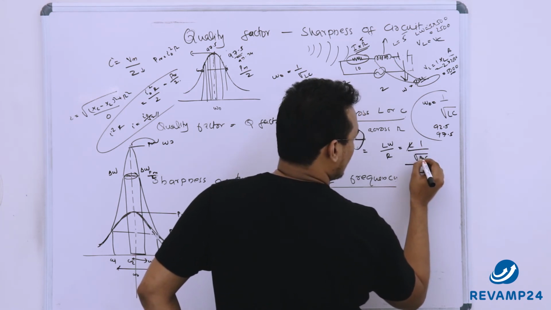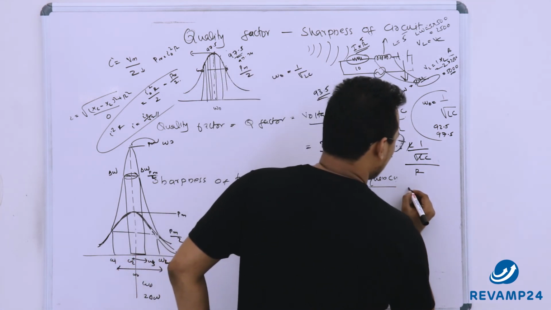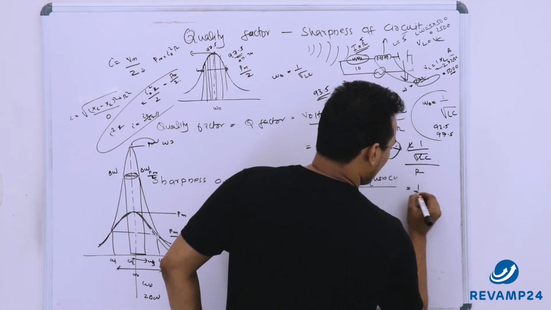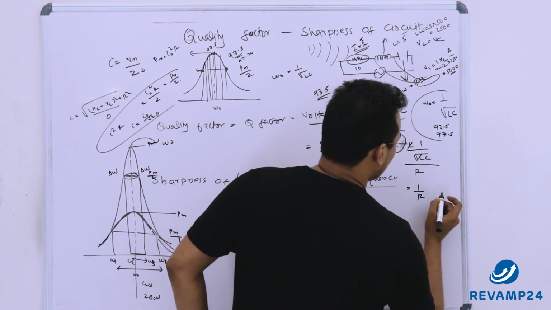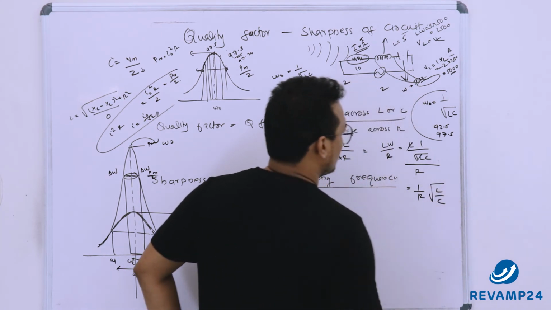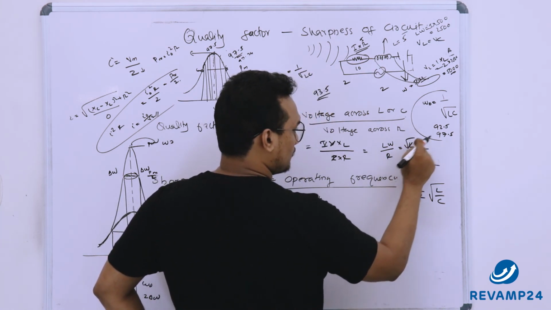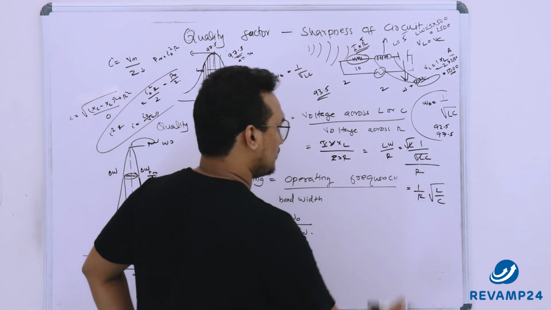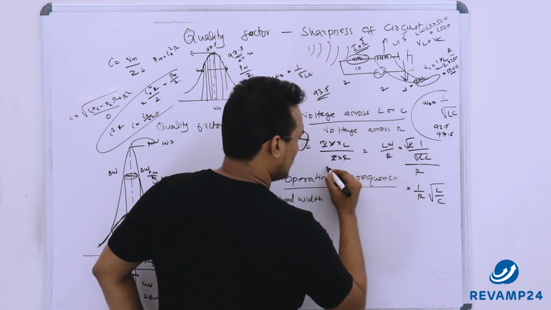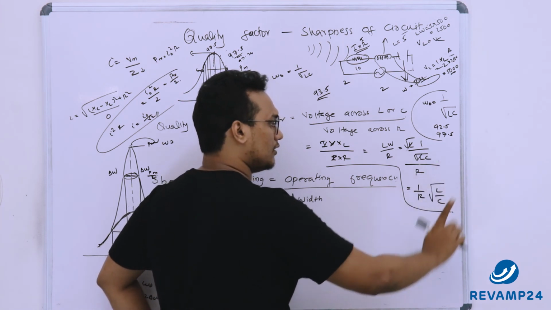So this L and root L will cancel, and that value will be 1 by R into root of L by C. So L and root L will cancel and I will have root L here, and this will be root L by root C, and R will come here. So this is the quality factor, 1 by R into root of L by C.